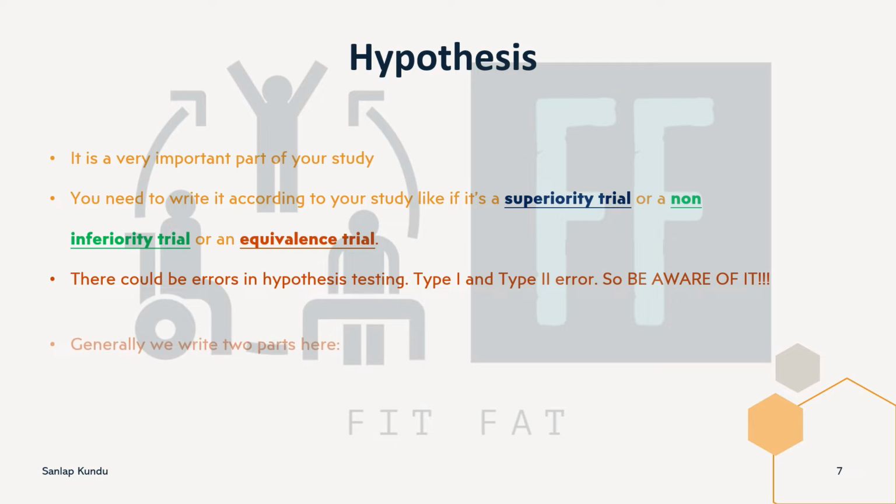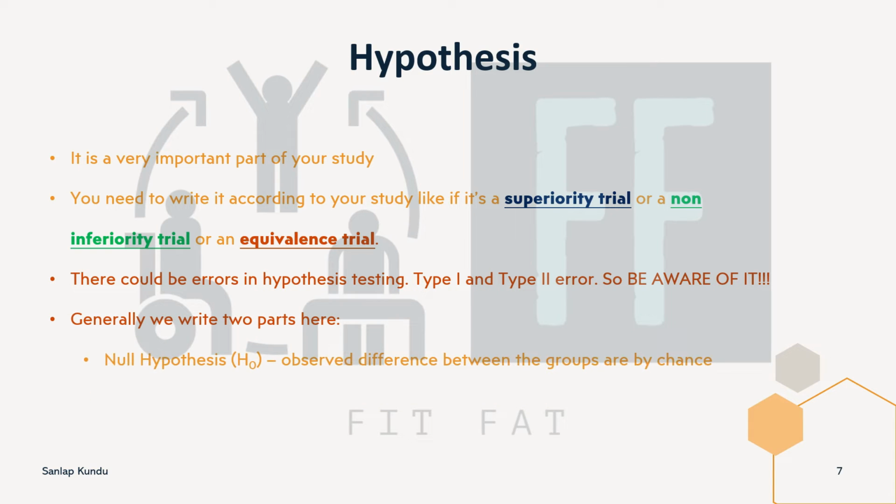So generally we write two parts here. First is the null hypothesis or H0, that is the observed difference between the groups is by chance and not statistically significant. And the second part we write is the alternative hypothesis, or H1. Here, the observed difference is real and not by chance.